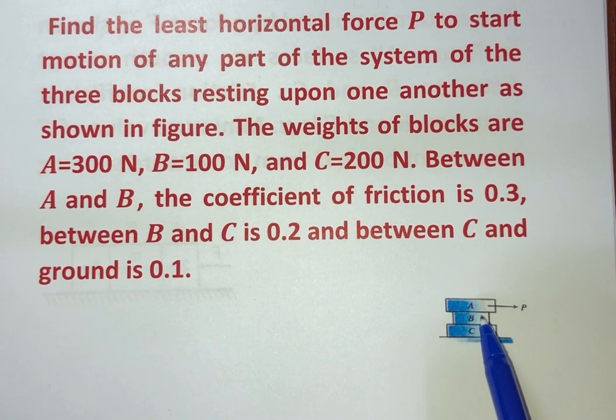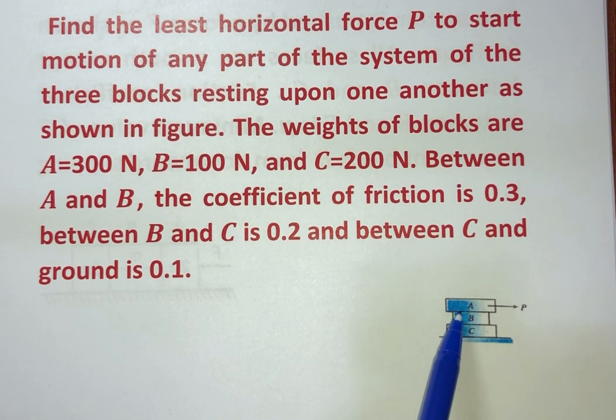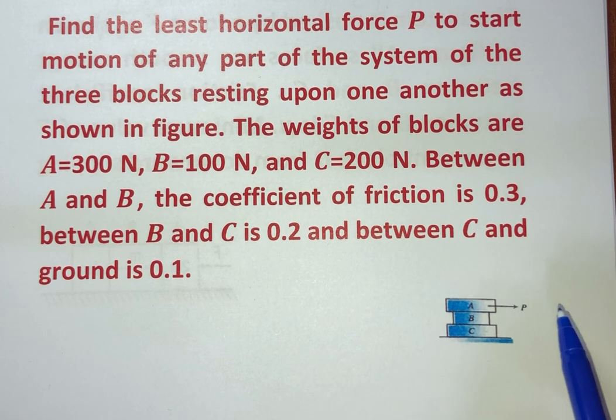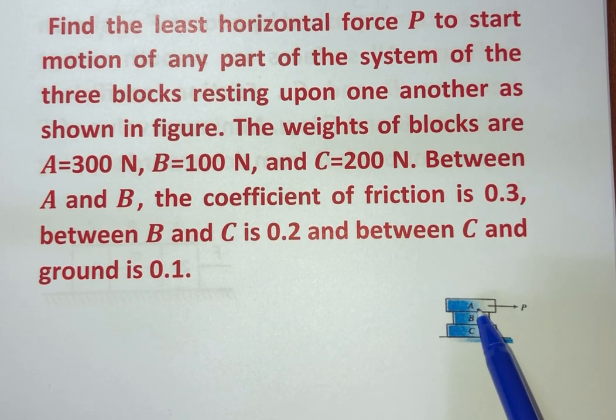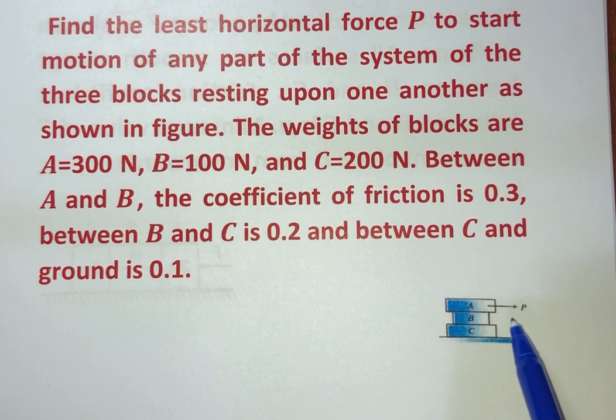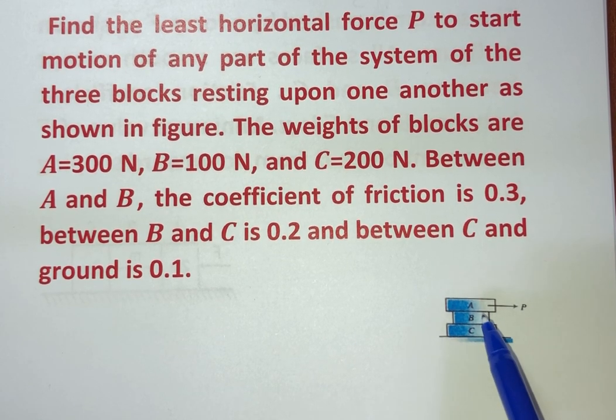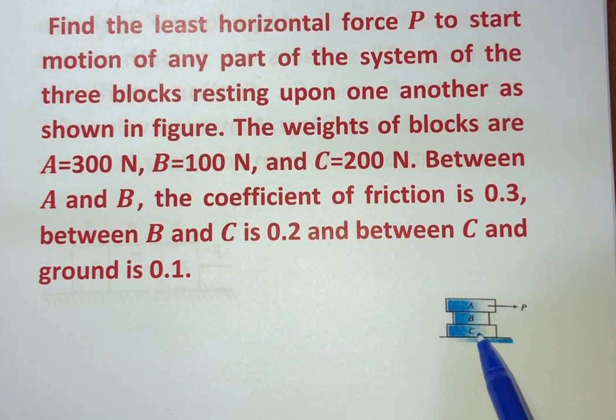So first of all, we are going to assume that only A block moves, find the value of P. Then we are going to assume that A and B both move together and find the value of P. And then finally we assume that all the three blocks move together with the force P and respectively find the value of P.